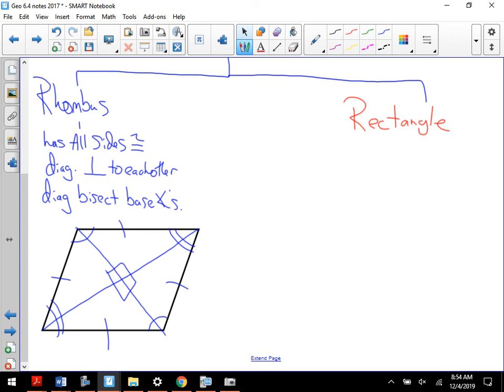Rectangle. A rectangle still has opposite sides that are the same, but what makes it more specific is that all angles are the same. In this case, when all angles are the same, it has 4 right angles.